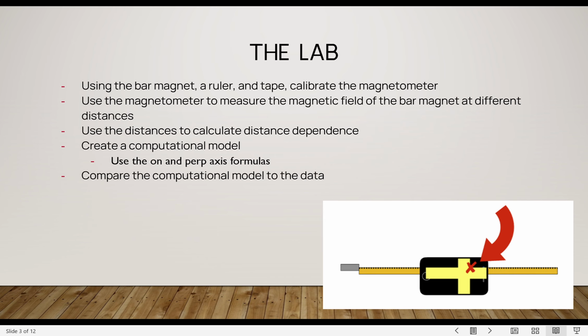The procedure began by calibrating the magnetometer using a ruler and tape. After calibration, we measured the magnetic field of the bar magnet at various distances. These measurements allowed us to calculate the distance dependence and apply both the on-axis and perpendicular axis formulas to develop our computational model. We then compared our model with the collected data to observe how accurate it was.